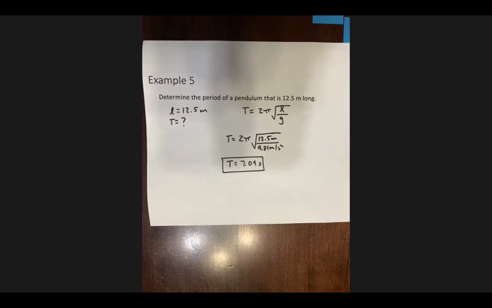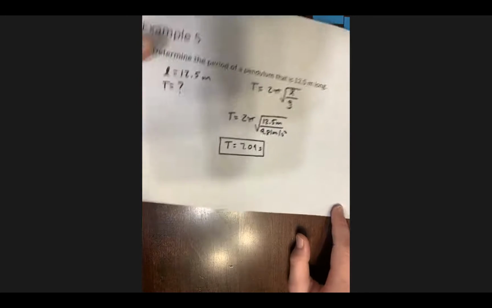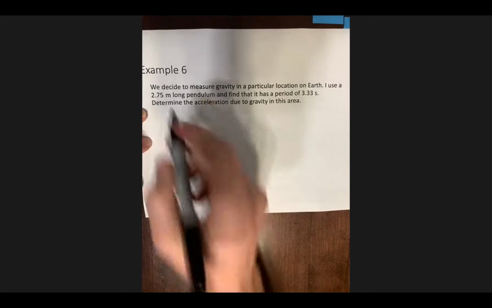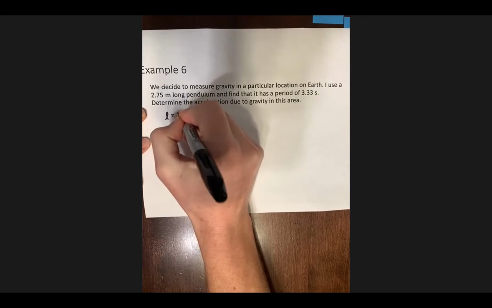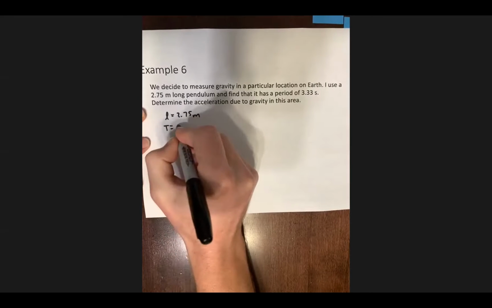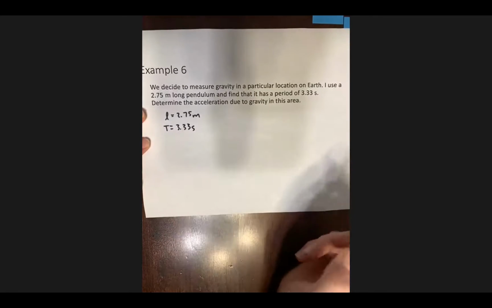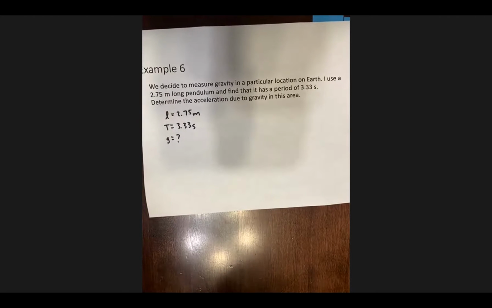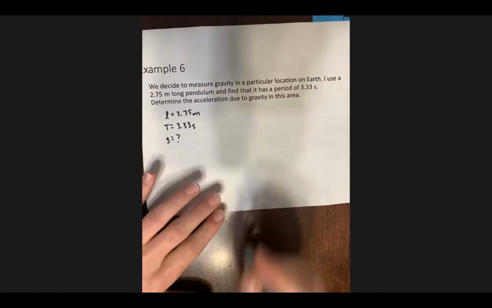Okay, so just 2 examples to go, and then we will be all finished. So that's how you find the period if you're given the length of a pendulum. Now, in this particular question, we're trying to measure the gravity in a particular location on Earth. So we know the length of the pendulum, and we know the period is 3.33 seconds. We're looking for the acceleration due to gravity here. So we can use the same formula we used last time.